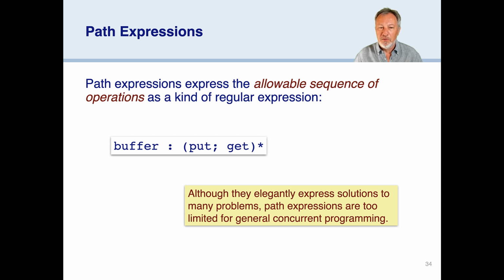So here, for example, we have a one-slot buffer. Here we express that the buffer can only be used by doing a put followed by get followed by put followed by get. So it's put semicolon get star. This is very elegant, very cool, but you'll see quite quickly if you try to use path expressions for real practical problems, they can get very difficult to use in the end. So historically they're interesting, they keep getting rediscovered over the years, but as far as I know, they're not used in any classical mainstream programming language today.